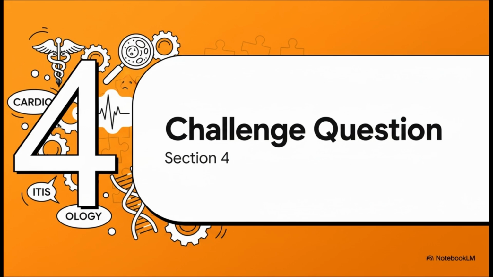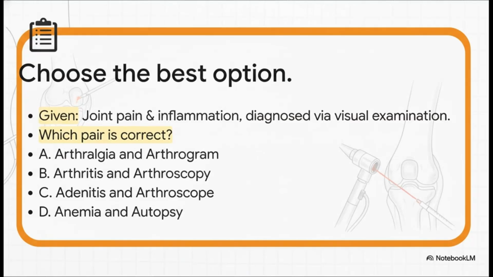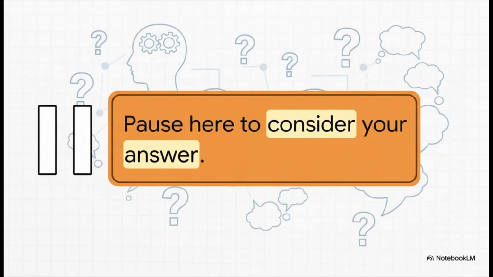So now let's put that new knowledge into practice. I've got a quick challenge question for you. Think about it as a pop quiz. Let's see what you got. Okay, here's the situation. A patient comes in with both pain and inflammation in their joint. To figure it out, a doctor does a visual examination using a special instrument to look inside. So, which of these pairs of words best describes the patient's condition and what the doctor did? Read through the options on your screen. Go ahead and pause here, think it through, and pick your answer.